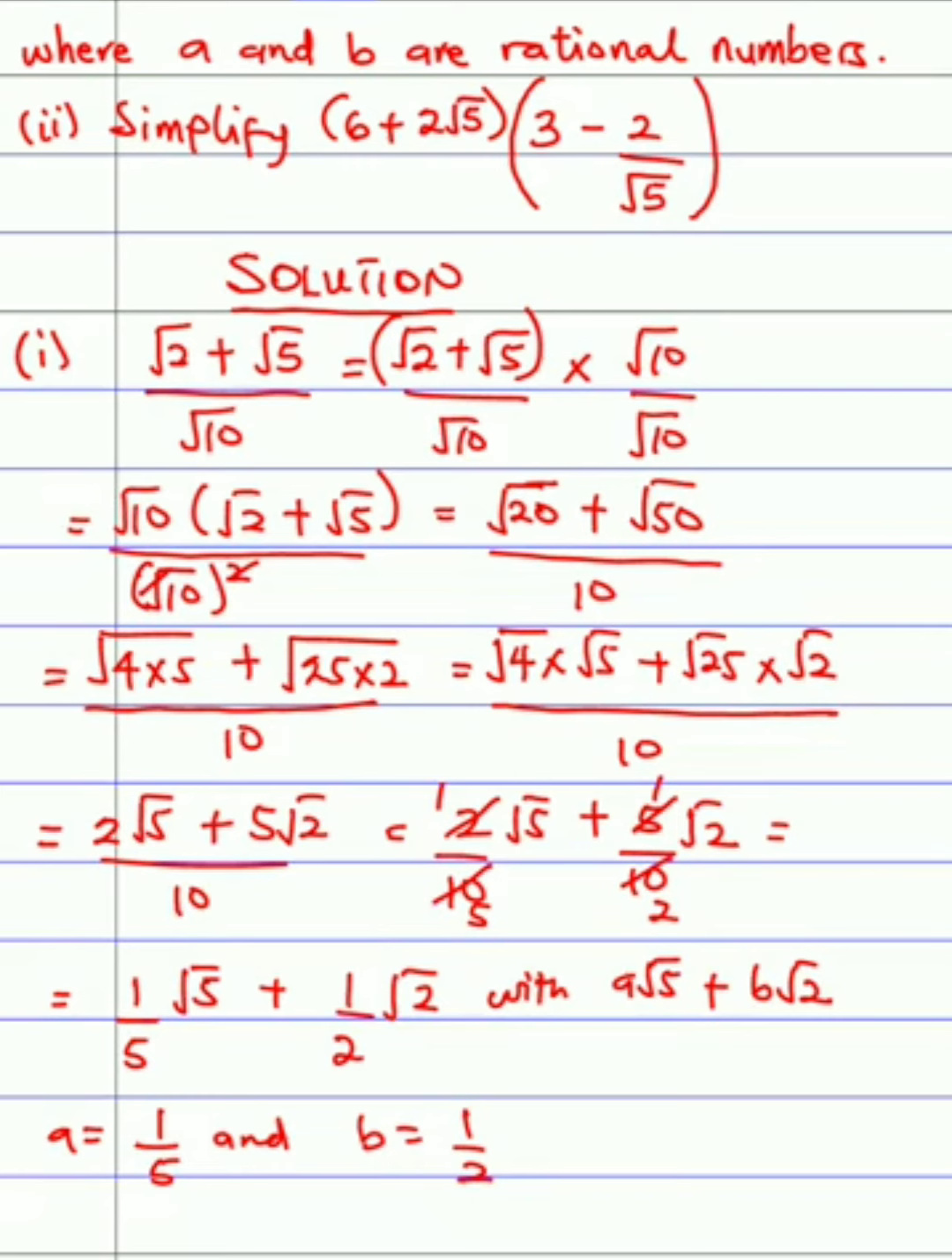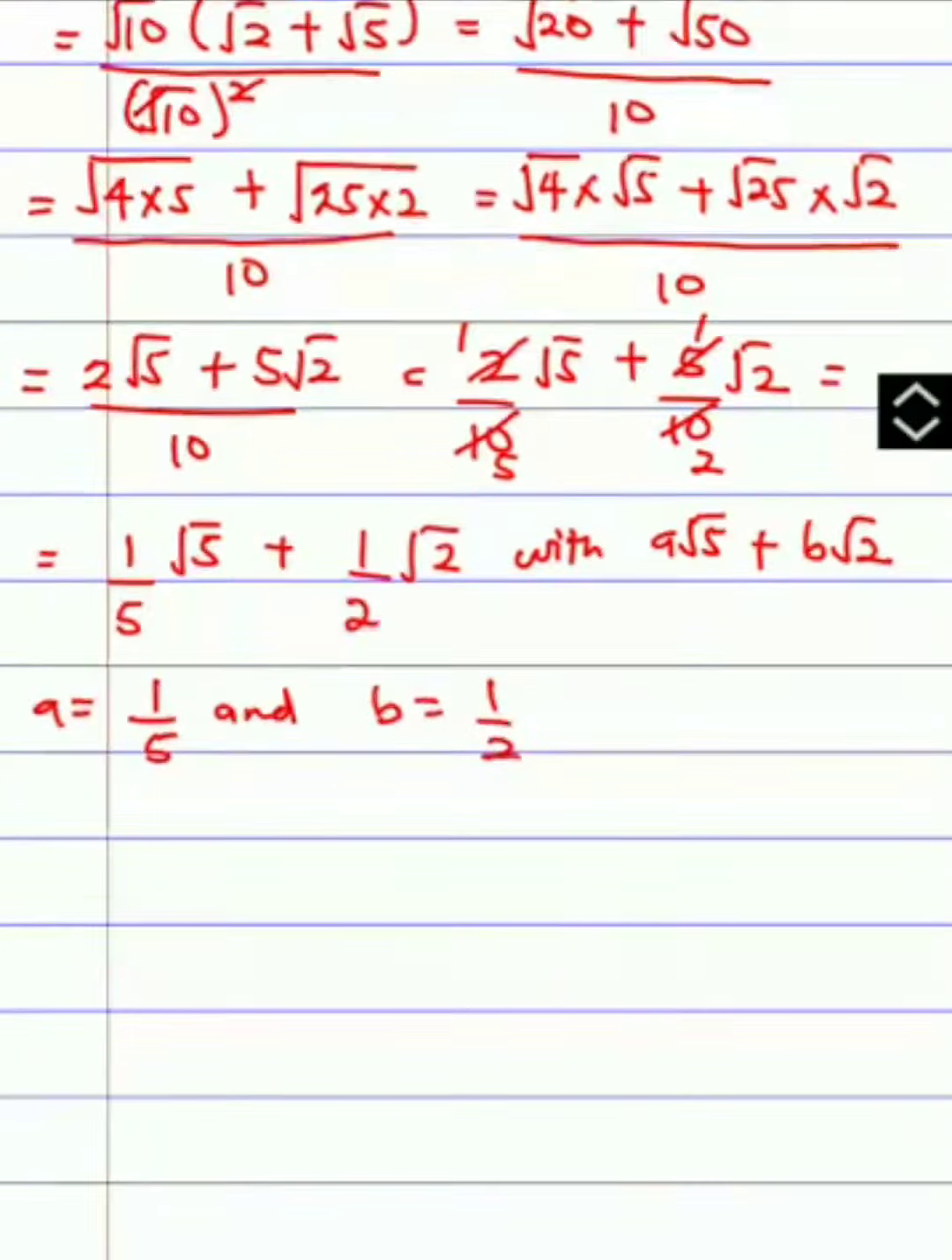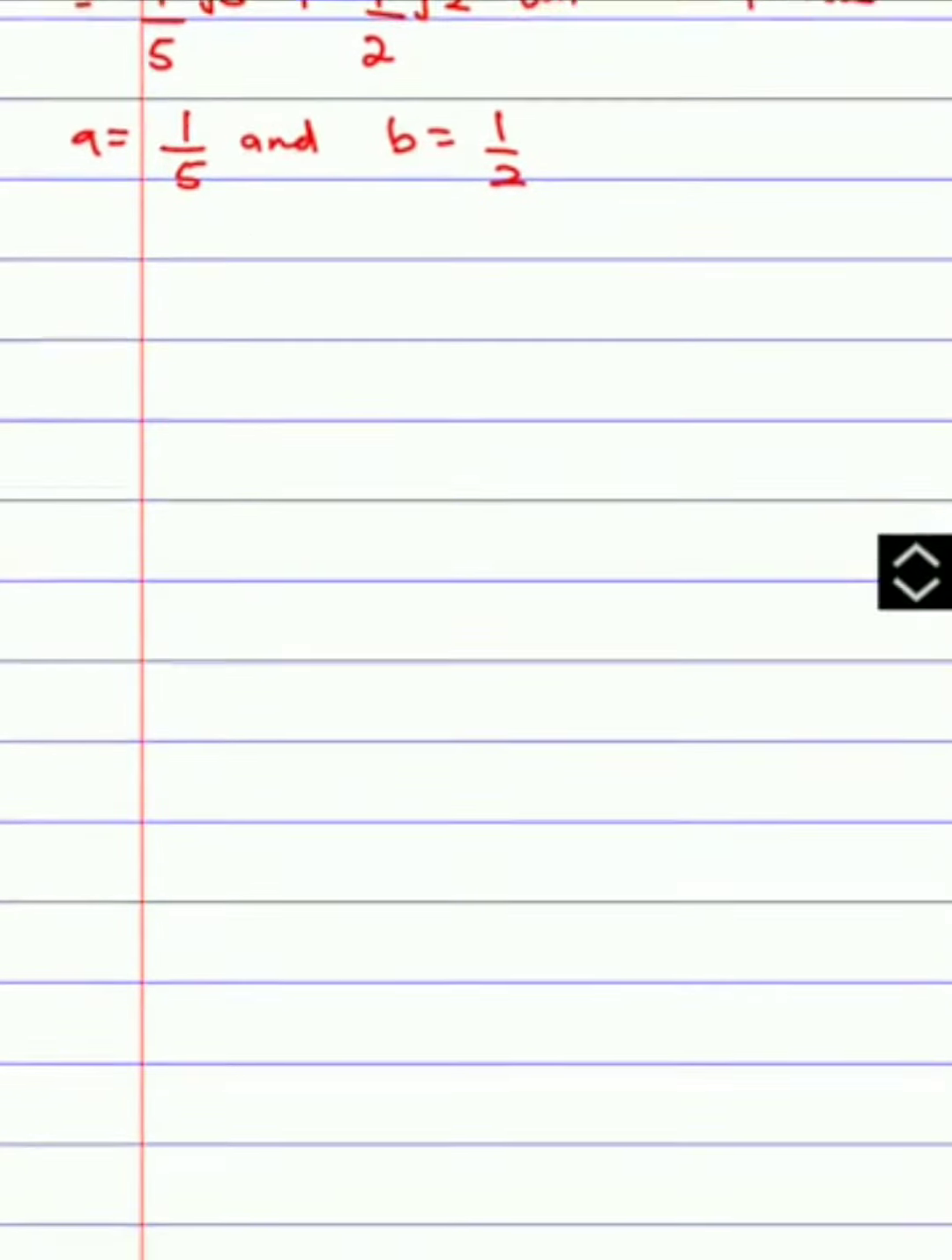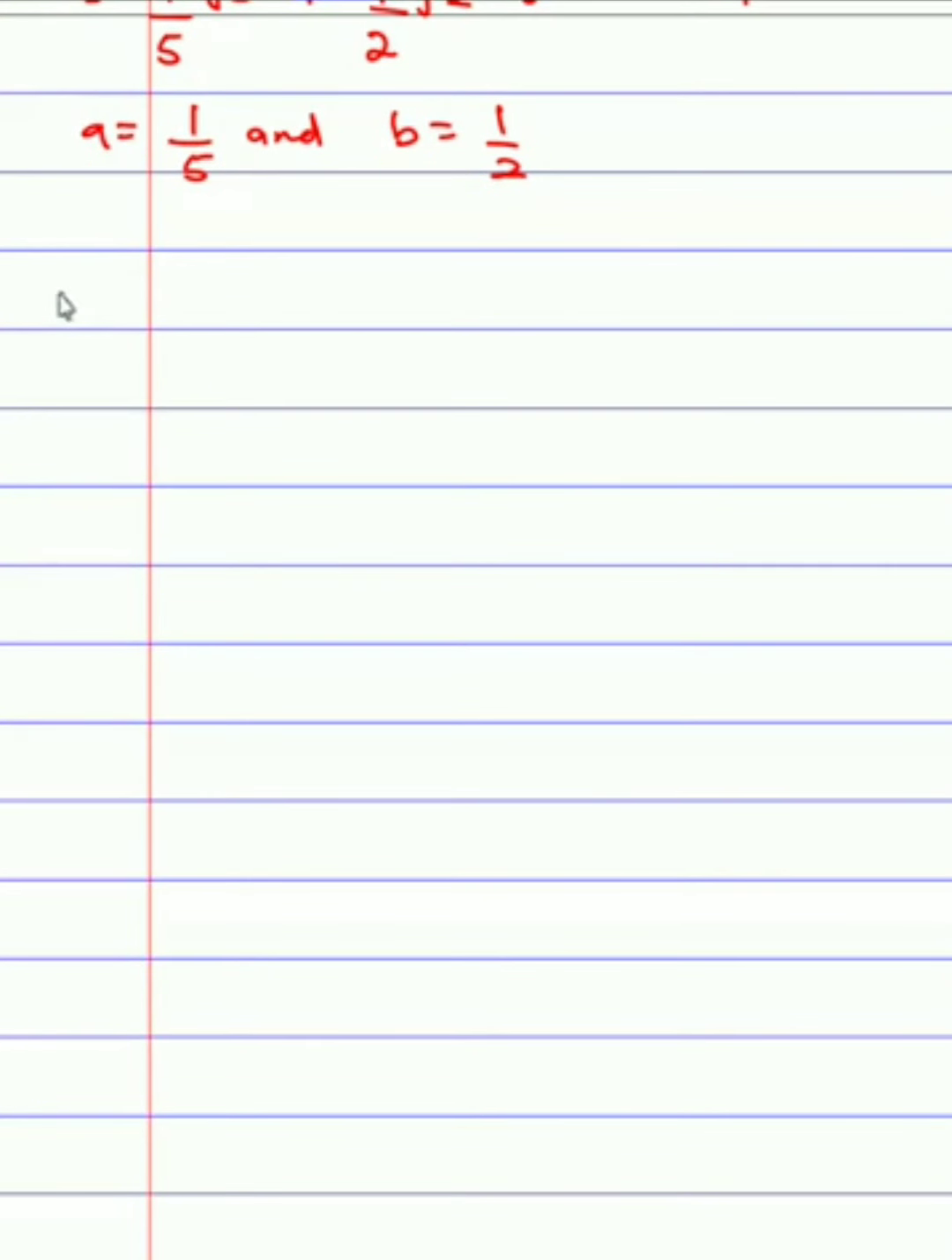Let's look at the second part of the question, which says simplify. We're looking at this: simplify (6 + 2√5)(3 − 2/√5). So how do we solve this as well? The question we're looking at is (6 + 2√5) multiplying (3 − 2/√5). Now, what we have to do is to expand this.